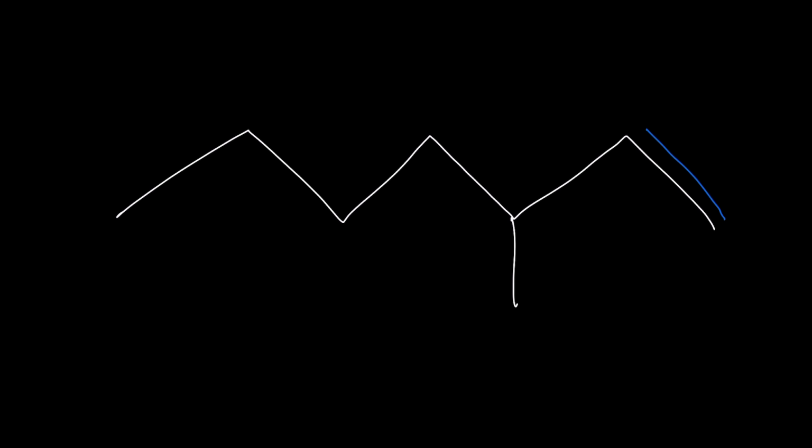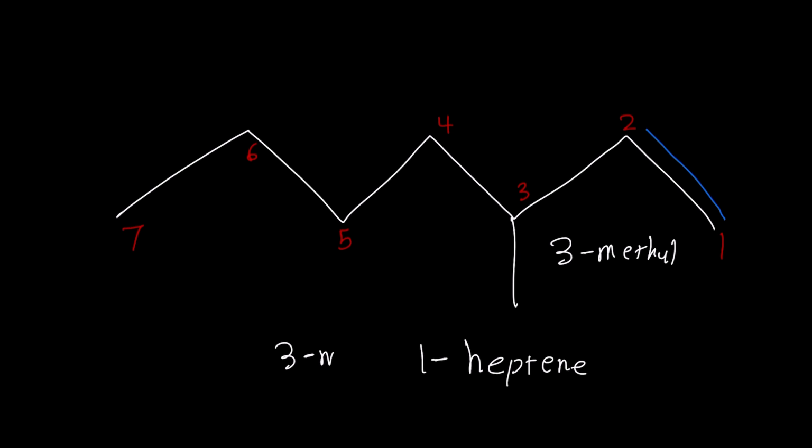How would we name this compound right here? If we start counting at the side of the double bond, we're going to have this order, and we're going to have 7 carbons, which would be associated with heptene. The double bond is across carbons 1 and 2. We're going to go with 1 because it's lower, 1-heptene. We have a methyl substituent on carbon number 3. So on position 3, we have a methyl. So this is going to be 3-methyl-1-heptene.